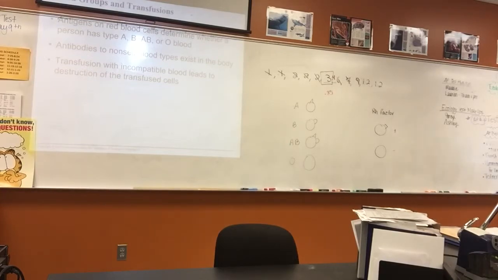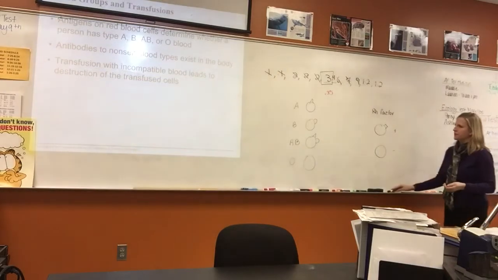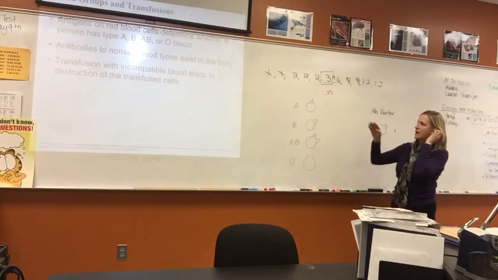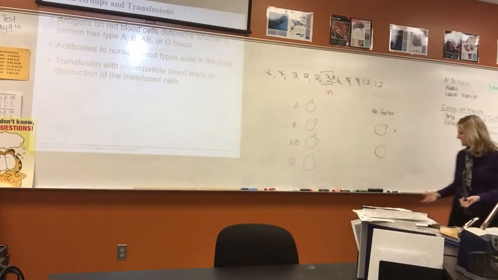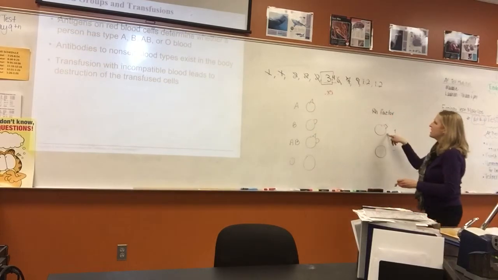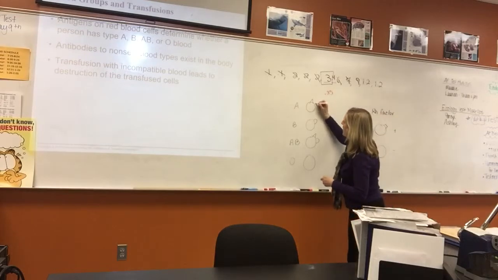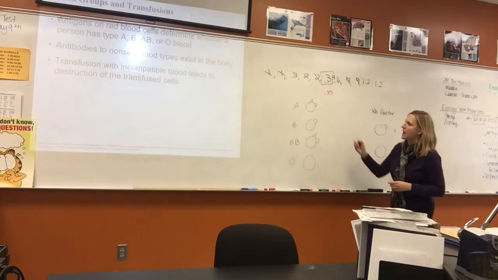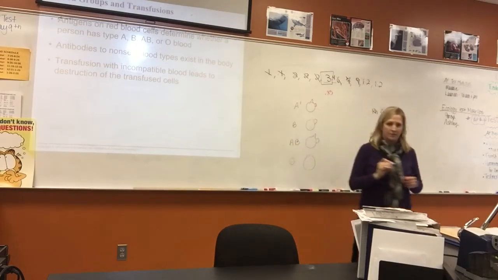And so therefore, when we look at, let's say, an A positive blood person, what that means is they have the A antigen, and then they also have that Rh factor antigen as well. And so that would be an A positive person.